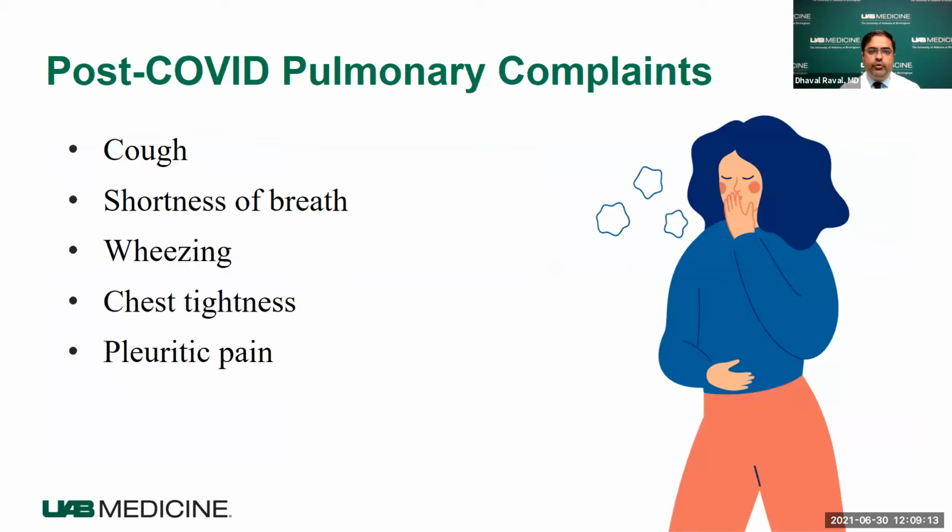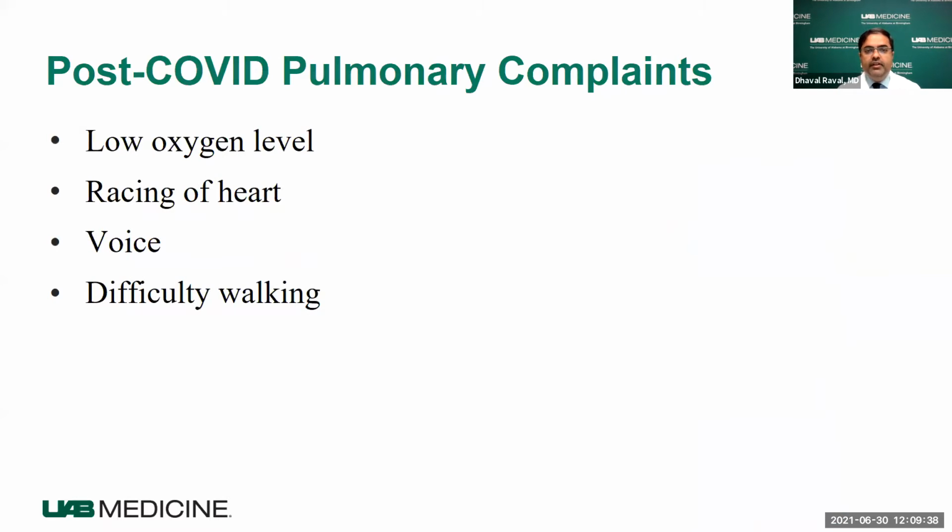So if we look at the post-COVID pulmonary complaints, what we usually see in our clinic is cough, shortness of breath, wheezing, chest tightness, pleuritic pain. As I mentioned before, that's the pain with either deep breathing or coughing on the side of the chest or in the middle of the chest. Some patients, even in the post-COVID phase, have low oxygen level. Many, particularly young female patients, come with the complaint of racing of the heart or heart rate going very fast with minimal activity. They have a voice change and difficulty walking or difficulty doing the routine activity they used to do. So these are some of the common complaints that we see.